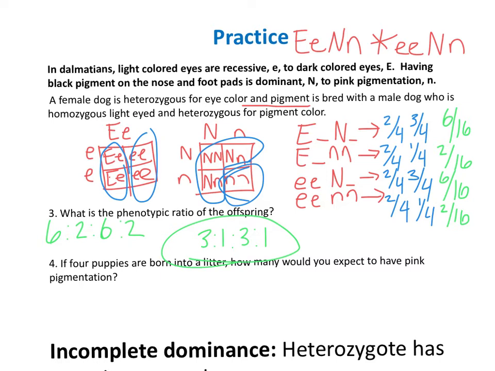Lastly, number 4, if 4 puppies are born, how many would have pink pigmentation? If you have your giant Punnett square drawn, you can just count them up. How many will be little n, or I can look at my square here. How many will be little n would be 1 out of 4. So if I've got 4 puppies, 1 out of 4 of them will be pink, so that answer is 1. How many would be pink? 1. 1 would be pink.